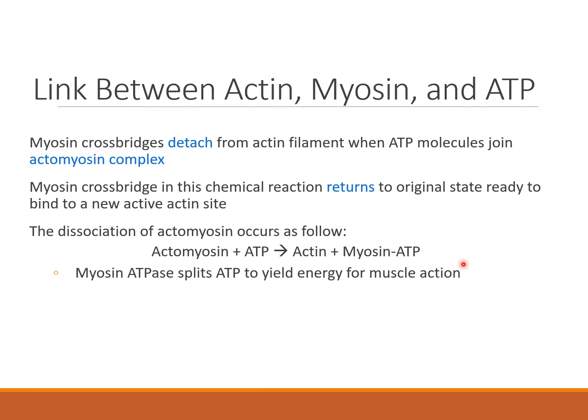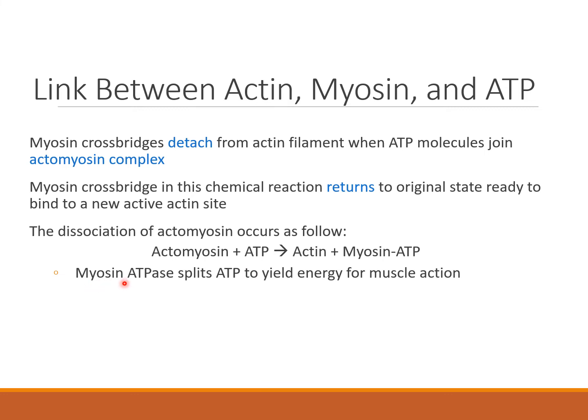Before we get into the actual formula here, just know that actomyosin is when the myosin head is attached to the actin site. So we need to be able to dissociate these two things. These two things need to be able to pop apart so that you can get the next myosin head onto the next actin site so you can continue to shorten the muscle. So when we have actomyosin, or actin attached to myosin, and we add ATP, eventually we're going to pull apart these two parts. You're going to have actin separated from myosin, and myosin is going to have ATP connected to it. Okay, and this is going to get it ready to bind to the new active actin site.